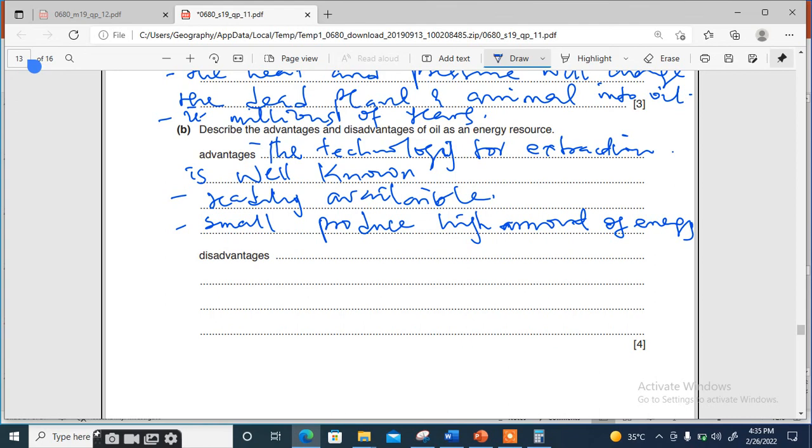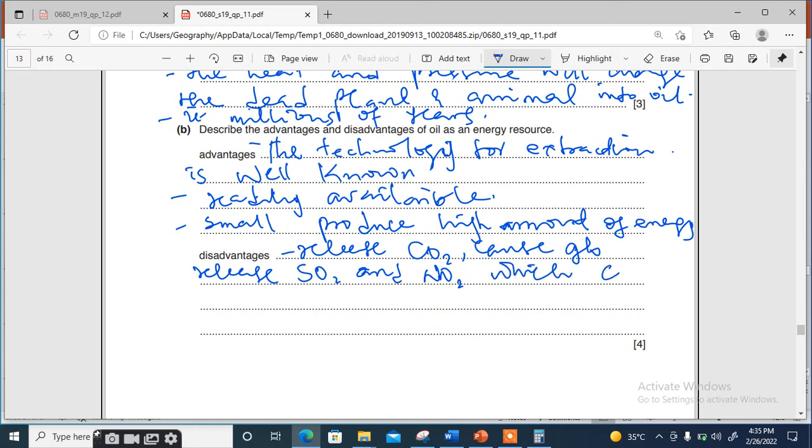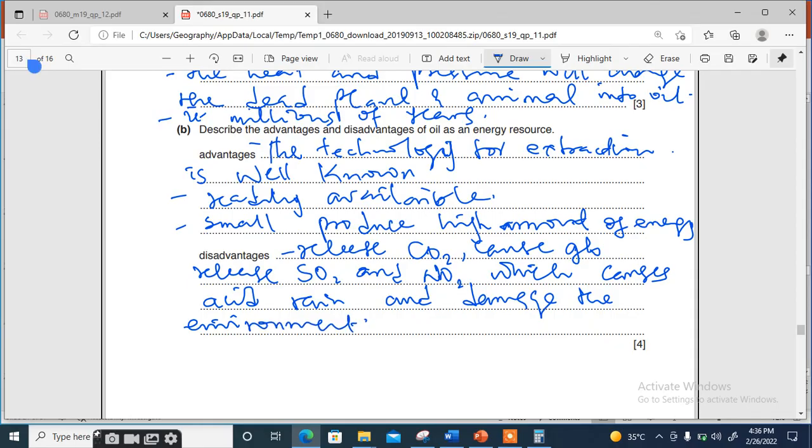Disadvantage now, it releases CO2, carbon dioxide, to the atmosphere, and it causes what? Global warming, because it's a greenhouse gas, and also burning of it also releases sulfur dioxide, SO2, and nitrous oxide, which causes acid rain and damages the environment. Another disadvantage is non-renewable.